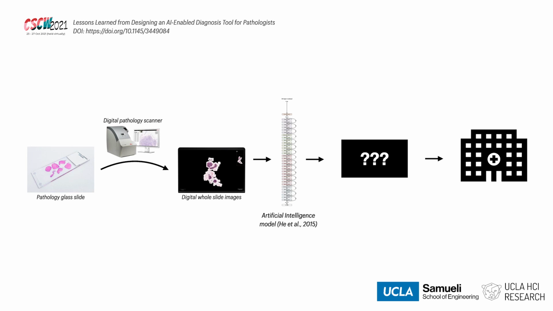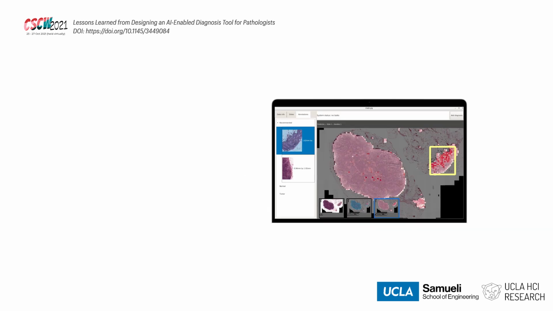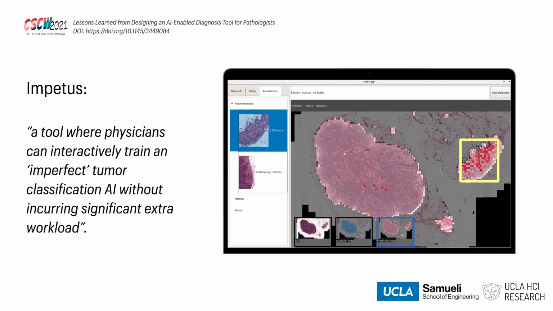Since AI models tend to be imperfect, we ask, when AI is still nascent and error-prone, how can physicians still make use of such imperfect AI in their existing workflow of diagnosis? To explore this question, we propose a series of collaborative techniques to engage human pathologists with AI, based on which we prototype Impetus, a tool where physicians can interactively train an imperfect tumor classification AI without incurring significant extra effort.